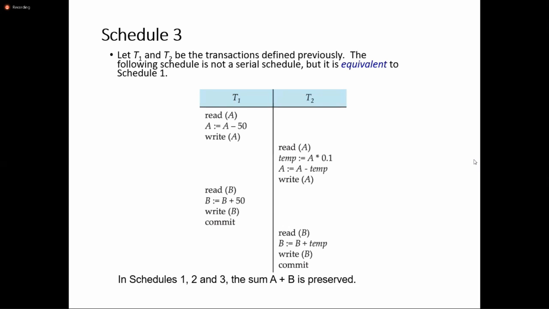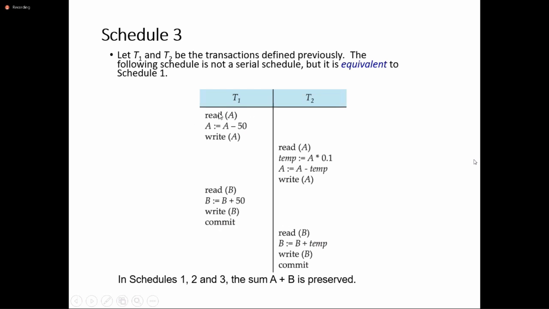In schedules 1, 2 and 3, the sum of A and B is preserved, unchanged, but the individual balance is different for each transaction. It is equivalent to the schedule where T1 first and T2 first read A at the same time. Read A is 1000.